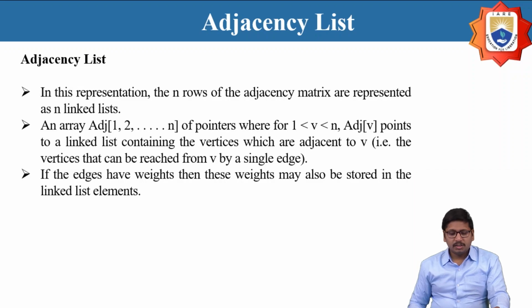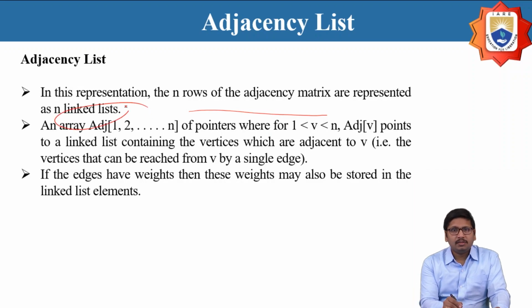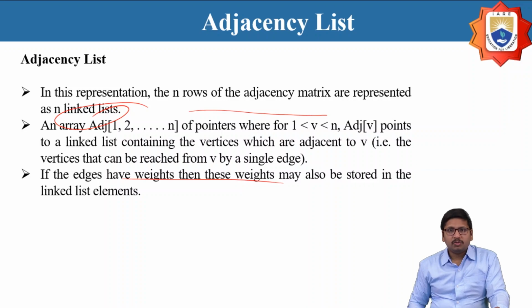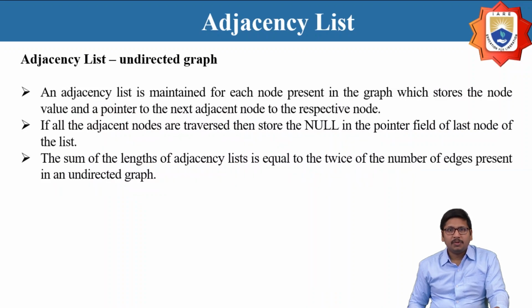So adjacency list. In this representation, the n rows of the adjacency matrix are going to be represented as n linked lists, an array of pointers where for 1 less than or equal to b less than or equal to n, the linked list contains the vertices which are adjacent to b. If the edges have weights, these weights may also be stored in the form of a linked list.